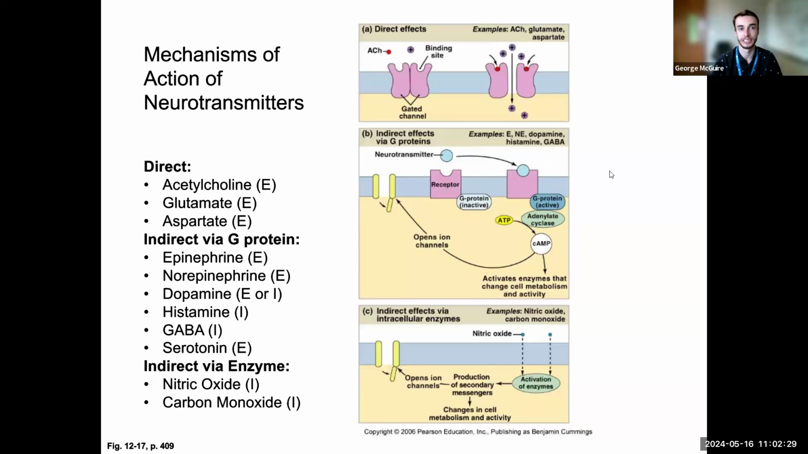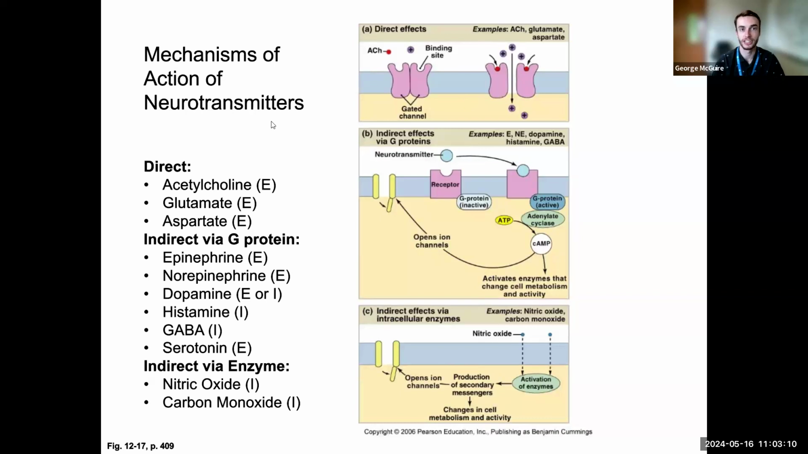So like a neurotransmitter could stimulate cell growth by acting as a growth factor, which is then going to tell the nucleus of the cell to start expressing the genes related to cell replication. So that is an indirect effect, and that can happen via G proteins or these other intracellular enzymes. But both of those are indirect because the actual neurotransmitter itself does not directly have its effect. There have to be these other middlemen like G proteins and cyclic AMP or these other enzymes and secondary messengers.